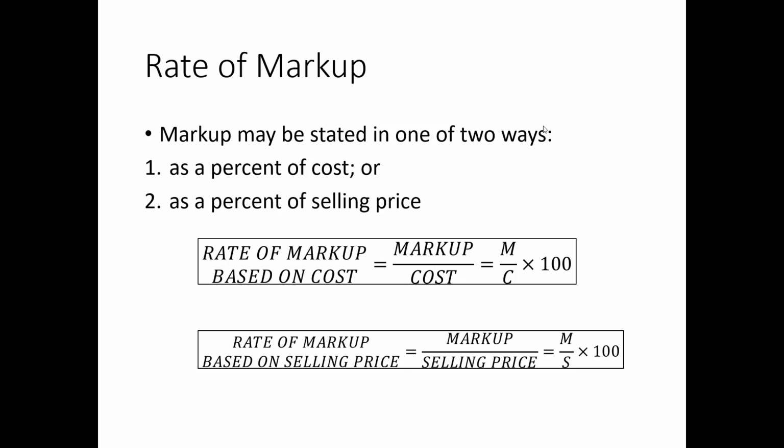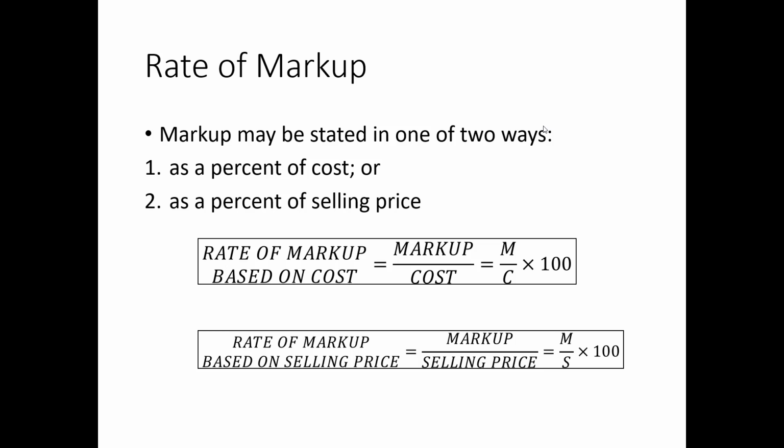Now we have a rate of markup. There are two rates, and they're very intuitive when you consider them. You have markup on cost and markup on selling price, and we express both of those as percentages. So when you think of rate of markup on cost, markup must be in the numerator, so cost must be in the denominator. So markup on cost is M over C times 100 to make it into a percentage.